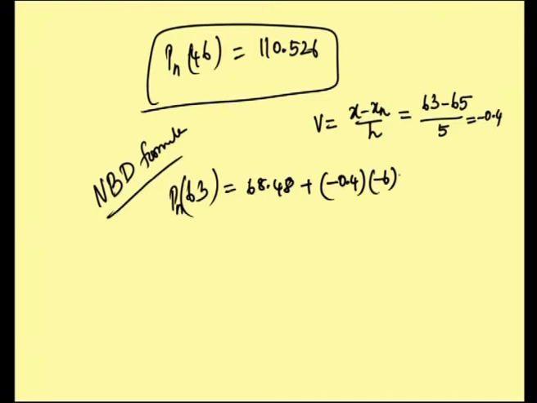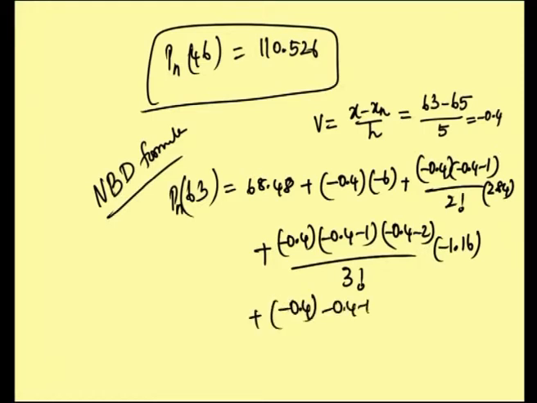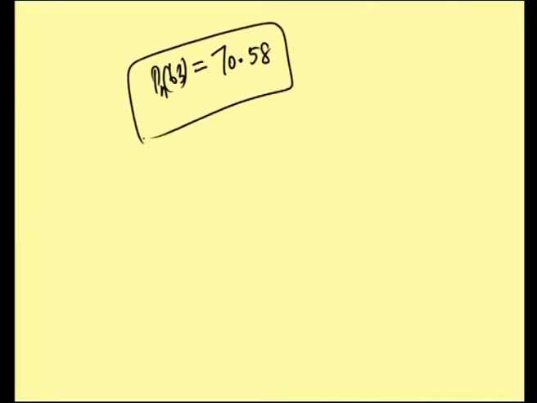Nabla yn is nabla y4, minus 6, plus minus 0.4 into minus 0.4 plus 1 by 2 factorial into nabla square yn, which is 2.84, plus minus 0.4 into minus 0.4 plus 1 into minus 0.4 plus 2 by 3 factorial into minus 1.16, plus minus 0.4 into minus 0.4 plus 1 into minus 0.4 plus 2 into minus 0.4 plus 3 by 4 factorial into 0.68, and this value comes to be equal to 70.58. This is using Newton's backward difference formula.